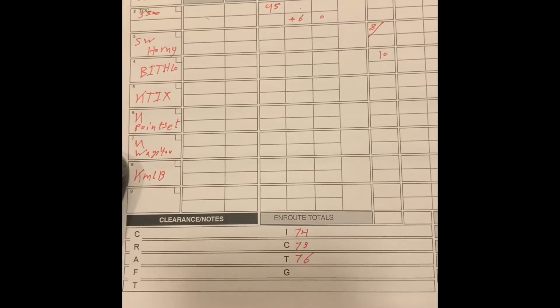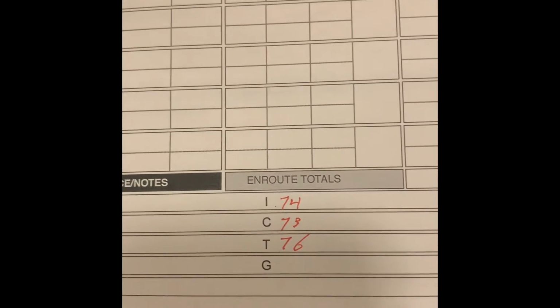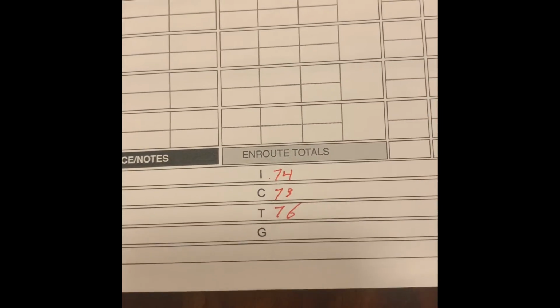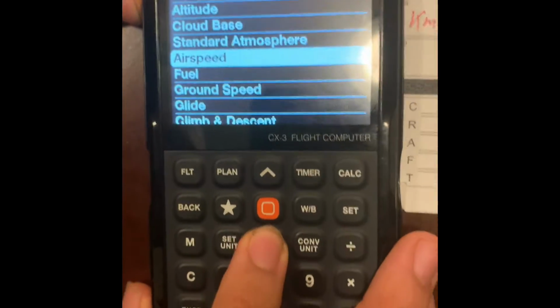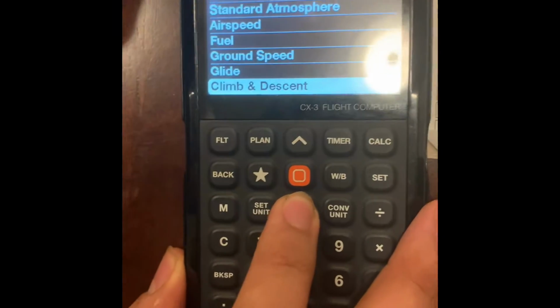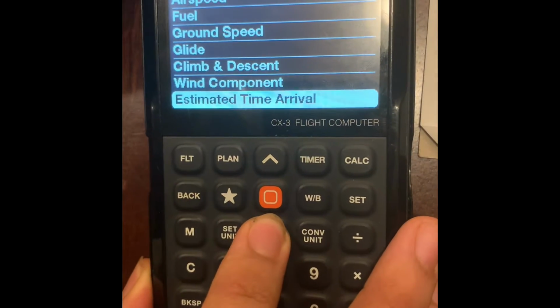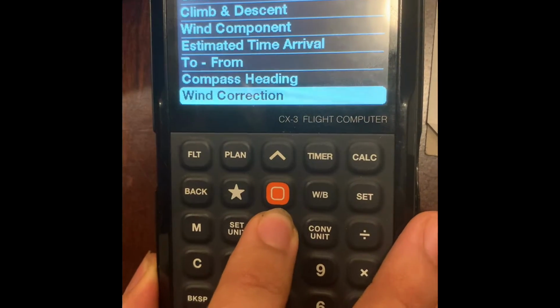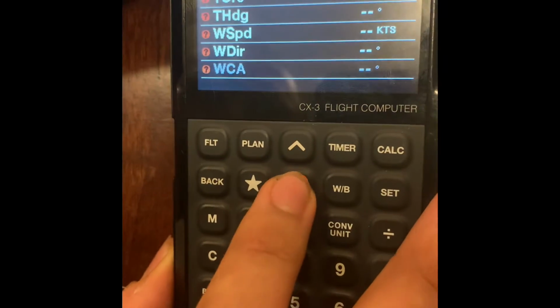Now, ground speed, how fast we travel on the ground, the actual speed of the airplane on the ground. So we're gonna go back on the flight computer and we're gonna go to wind correction. And we're gonna be doing most of the work here, wind correction.